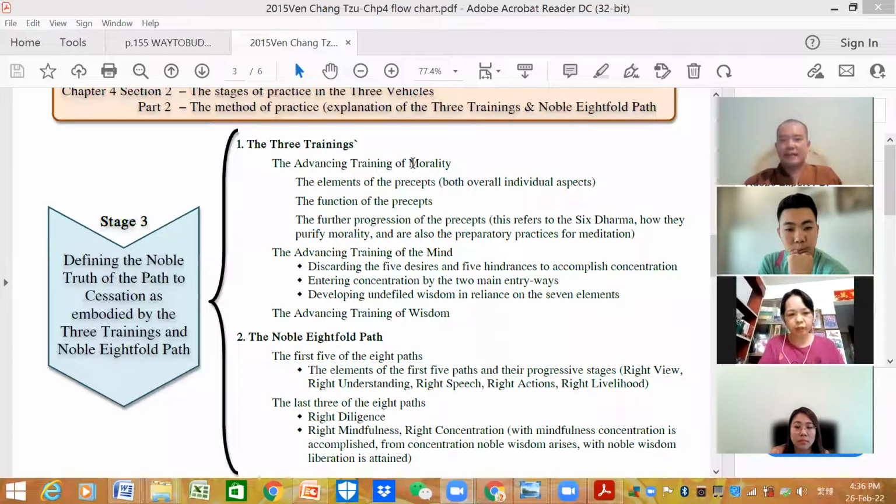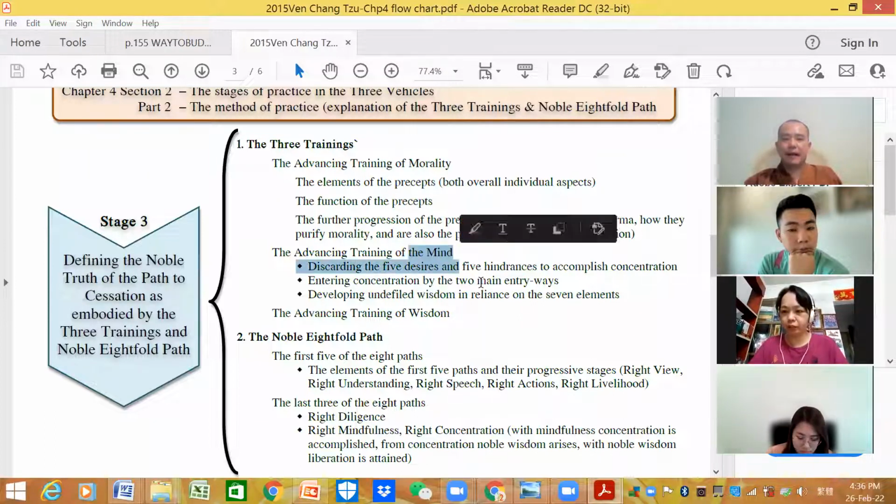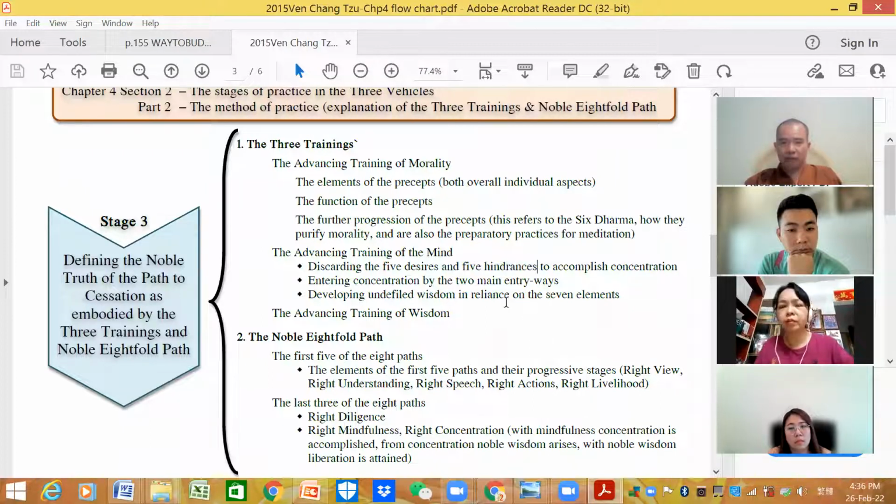Okay, so this is regarding the sila. In the sila, I try to recall that we have a definition for sila. Okay, and then in the mind, we have a definition regarding the 5 hindrances and how to overcome them. Okay, then we talk about developing undefined wisdom in reliance on the 7 elements, meaning to say we've got totally 7 levels to attain to the jhanas, you see. And then lastly is the advanced training of wisdom. So this is the wisdom part.